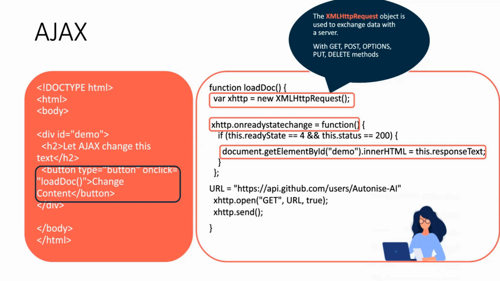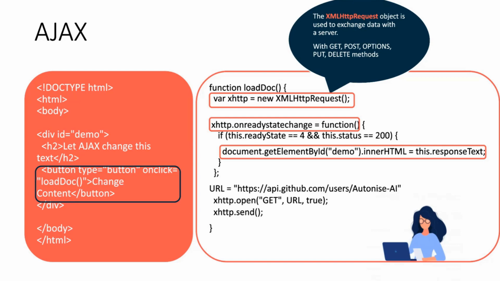Further in code, we have defined a URL which is a URL of Autonise AI GitHub API. If you go on to this URL, you will see some details about our Autonise AI GitHub page. Now, what should happen is we want that detail on our web page whenever we click that button. So let's create a GET request.